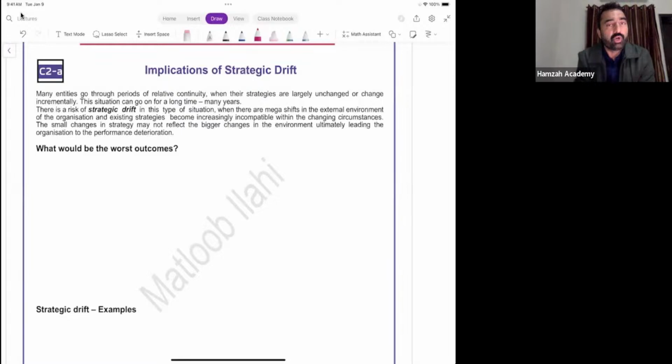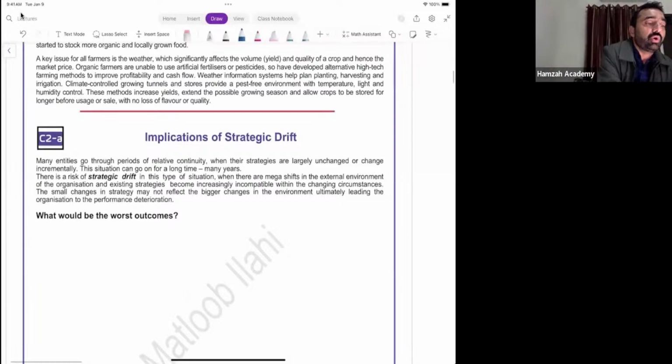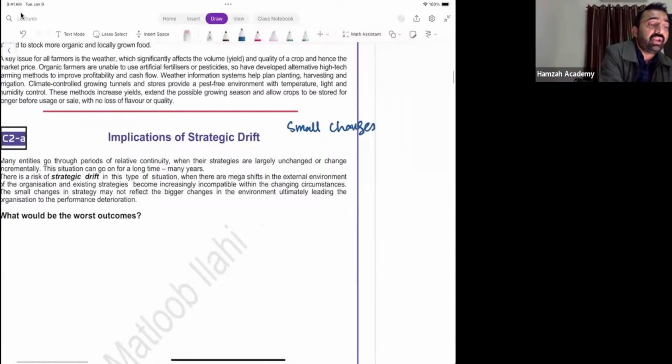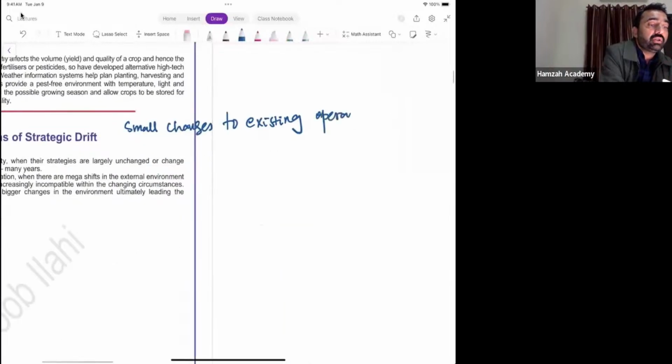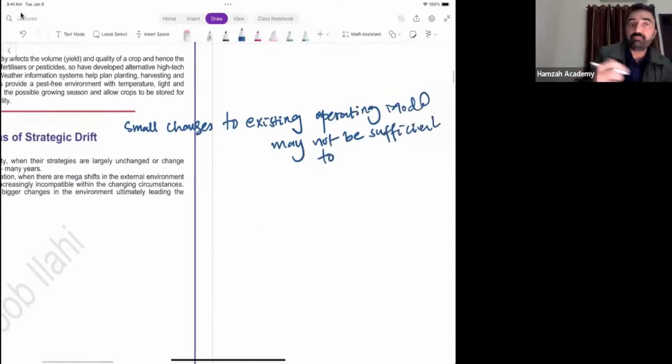But the problem with these small changes to the existing strategy or existing operating model is that they may not be sufficient to compete or to accommodate the bigger shifts. So, what would happen as a result?